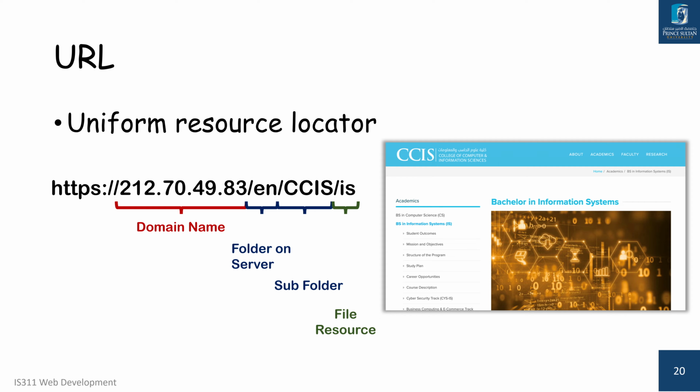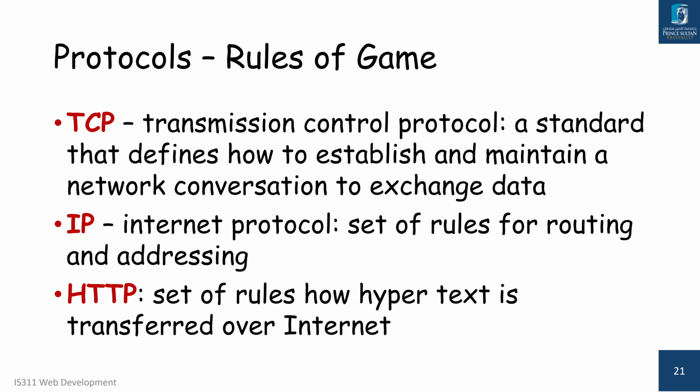Okay, that will help me to locate a specific resource file. It could be a PDF, it could be a web page, it could be an image, it could be audio or video. So this is the URL that we normally use in our address bar inside our browser. And remember that we talked about the protocols yesterday: TCP, IP, and HTTP.